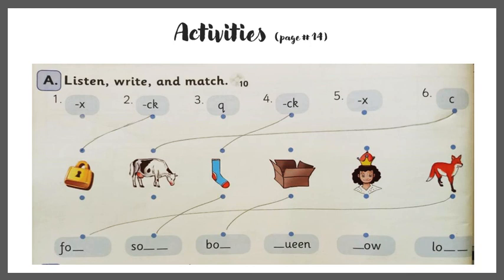Now this is an activity on your page number 14. You have to listen, write and match. In the first line there are sounds. You have to recognize these sounds with the pictures and then complete the spellings. The first one is a lock. The next are a cow, socks, box, queen and fox. You can match the words and then complete the spellings. First one is fox, second one is socks. Next is box, queen, and this is cow, and the last one is lock.